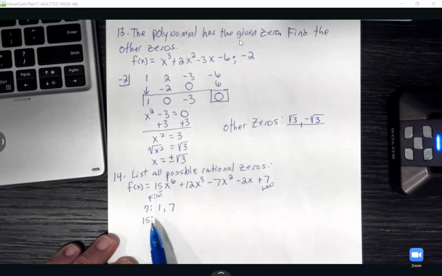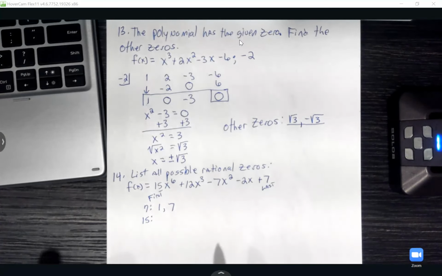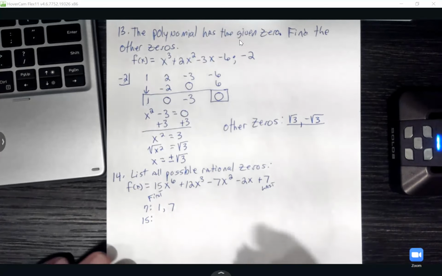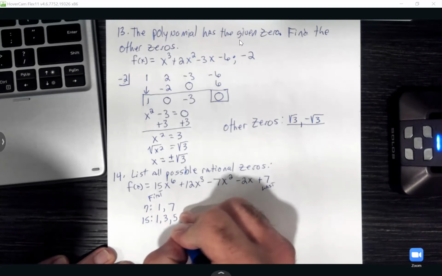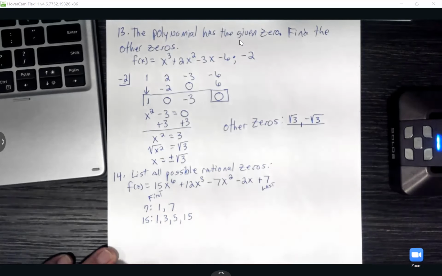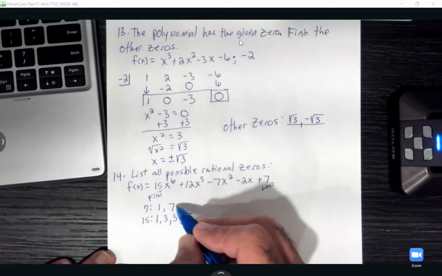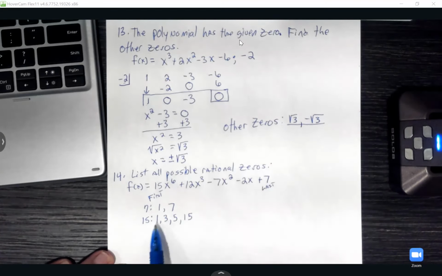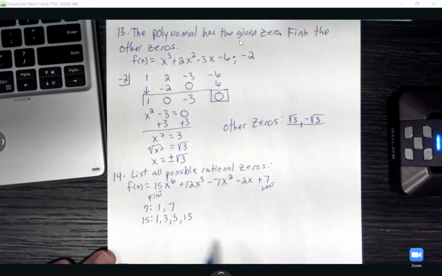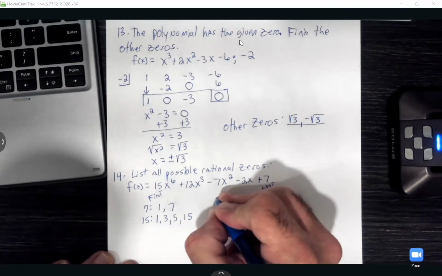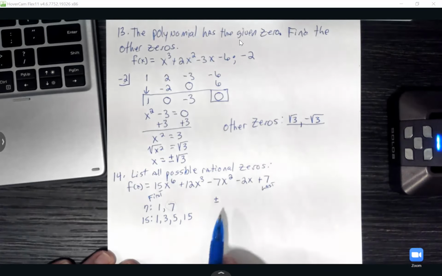Now the 15 is what? 1 times 15. Then I can do 3 times 5. So the factors of 15 are 1, 3, 5, and 15. So take both of these 2 numbers, the 1, divide by all 4 of these. Then we'll take the 7, divide by all 4 of those. Also remember, every one of them, we have to use the plus or minus.